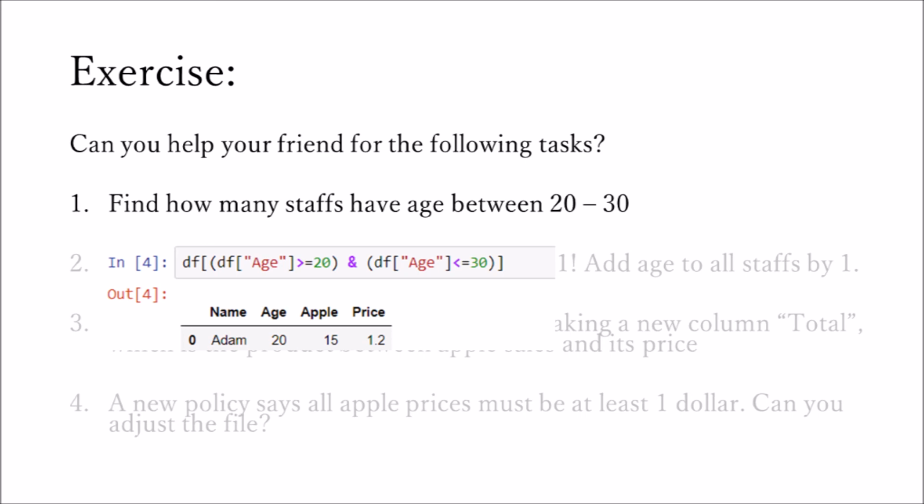Let's take a look at their solution. First, we want to find the data frame where the staff's age is between 20 and 30. If you have done the previous exercise, this one should have no difficulty for you. We just need to use the composite condition and pass it like an index of the data frame.